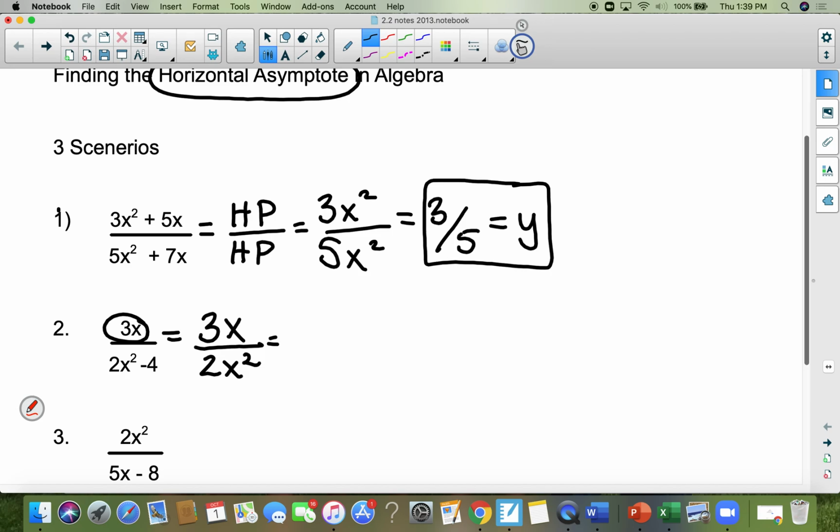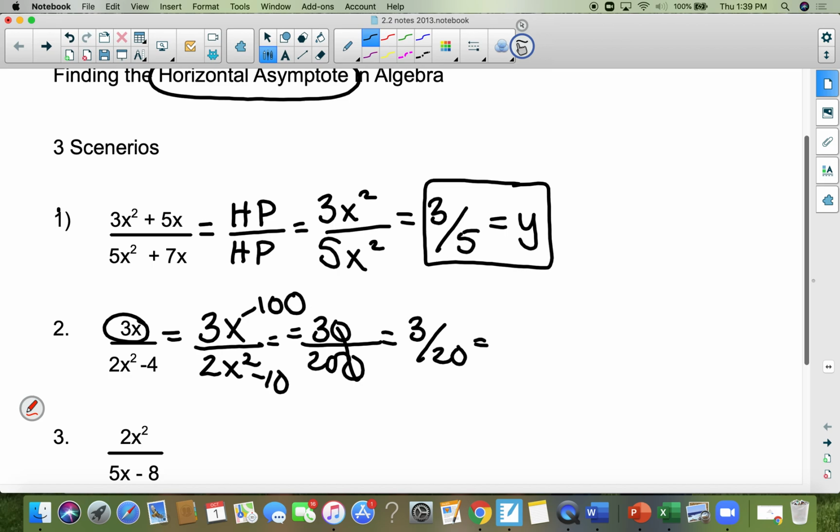What happens if you put a very large number for x here, a number in there and a number there? Wouldn't this be always way bigger than that one? Yeah. So a smaller number divided by a bigger number is going to get closer and closer and closer to what? A smaller number divided by a bigger number. Let's try it. X is 10. 30 over 200? Yeah. 3/20.